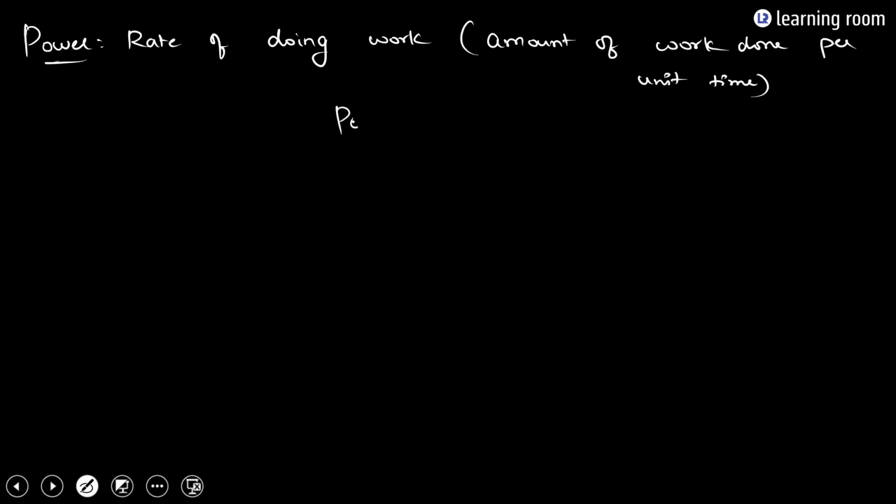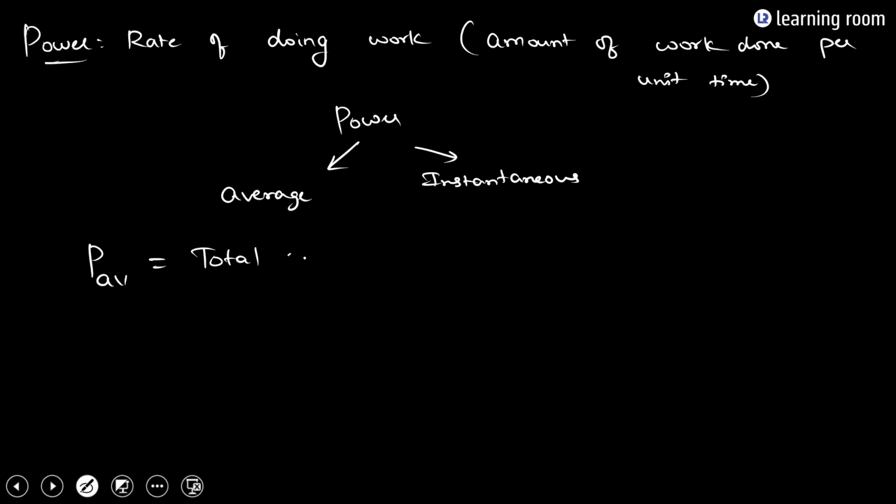So when you talk about power, there are two powers that come into picture. One is called the average value and the second is called the instantaneous value. Okay. So when I talk about the average value, the average power is defined as total work done per total time, or I will say work done per total time. So W divided by T is what is going to be the average power.